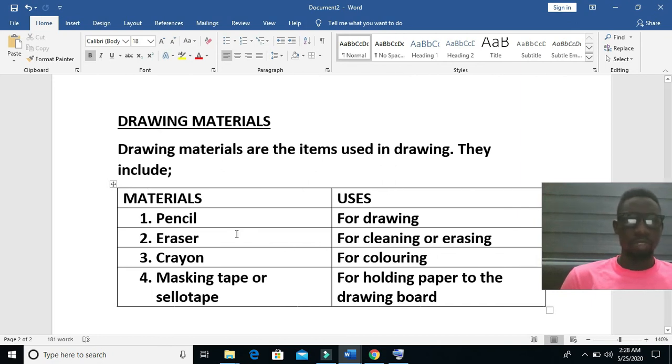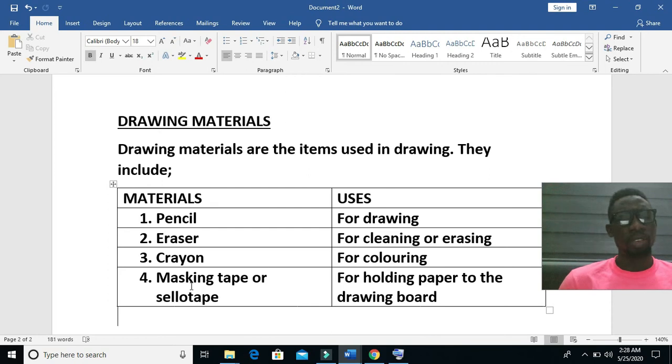Number two is eraser. Your eraser is for cleaning or erasing. In case there's a part you want to take off in your drawing, you quickly use your eraser to take it off. Number three is your crayon. Your crayon is for coloring. Coloring beautifies your drawing, makes it look real. And the last one is the masking tape or sellotape. We know that it's used for holding paper to the drawing board, so that your drawing paper will not shift anyhow. It will be stabilized. So masking tape or sellotape is used for holding paper to the drawing board.